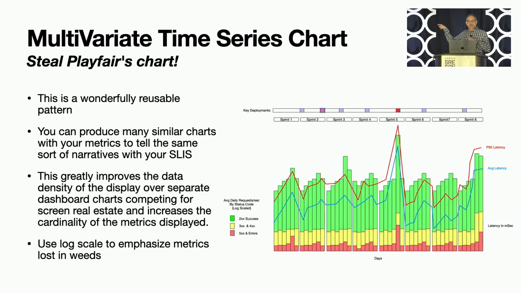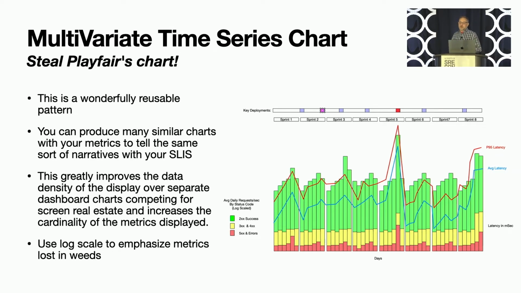Let's steal this graph because it's actually a good one, all right? It's a reusable pattern that I think we can reuse a lot. So here, I've said we can produce similar sorts of charts. I'm creating a multivariate chart here, right? I've got maybe some key deployments on the top that I'm interested in. Maybe I'm measuring sprints, and maybe these are days represented. Maybe it's hours, and we're representing something else.